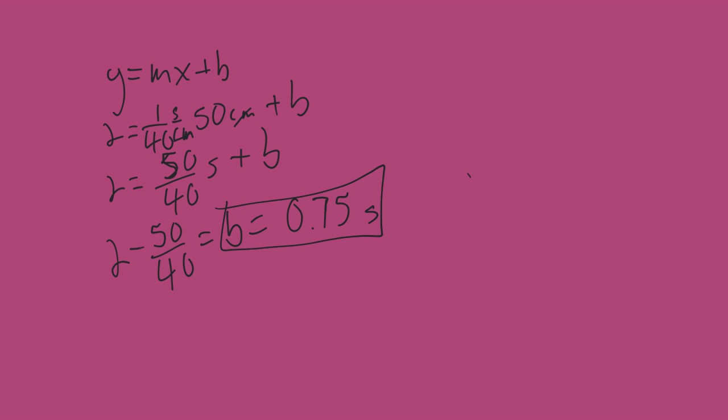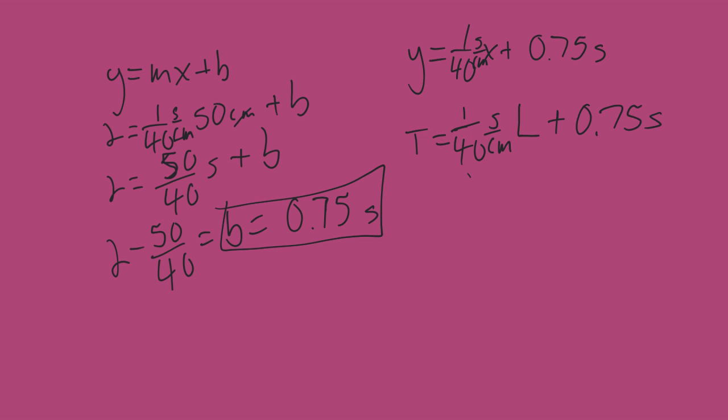So now that we have this, we can plug this back into our equation so we have the full thing. It's going to be y equals 1 over 40 x, in units of seconds per centimeter, plus 0.75 seconds. Now, y and x is really general. We use that for math. We do need to change things around to be in terms of our actual graph. On the y-axis, we were plotting the period, capital T. Then we have our 1 over 40 seconds per centimeter, and on the x-axis, we were graphing the length. And then we add in our 0.75 seconds. And this is our total equation.